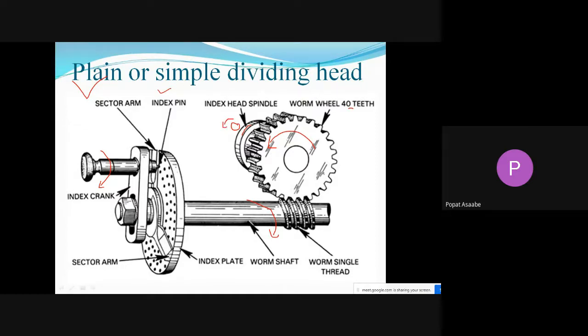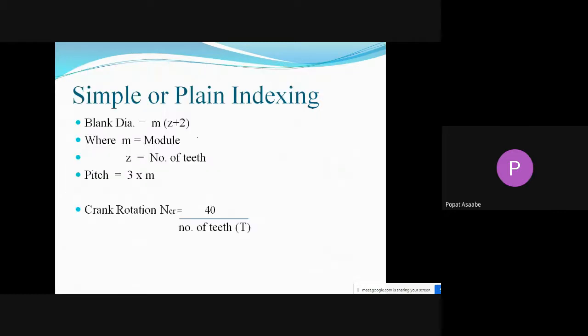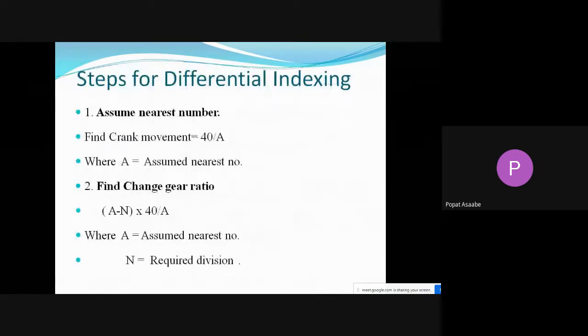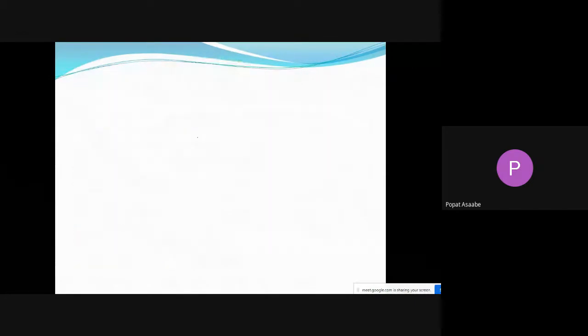And what is the condition here? On the periphery of the worm wheel, how many teeth are there? 40 teeth. So when we rotate this crank 40 times, the worm wheel and the workpiece will rotate by 1 revolution. That part you have to remember. This simple mechanism we can use in angular indexing.